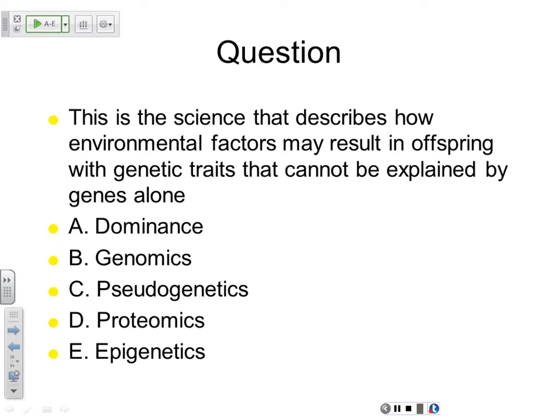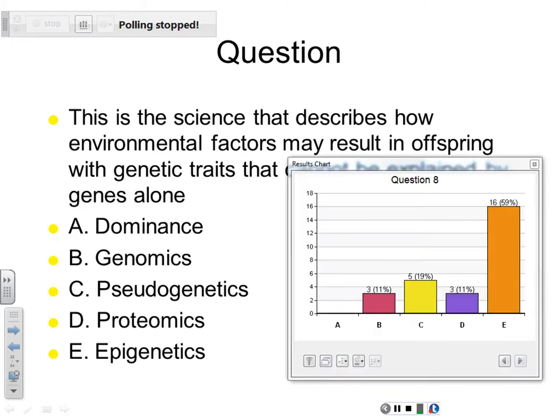Okay, so I'm going to start the polling. And then we'll be talking a little bit about that. So we can make it fast, and then you can go on a break. After this, I just have the one. Okay, very good. Show results. Yeah, epigenetics, yeah. So 59% got it, which is good.